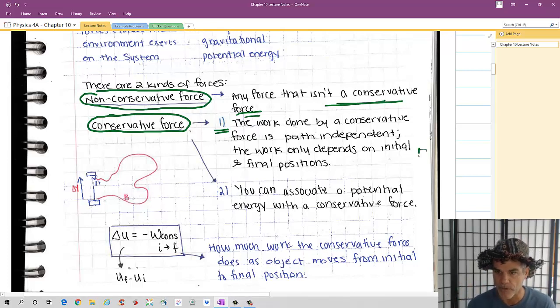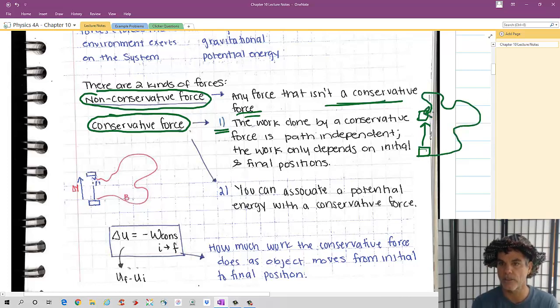So for example, for gravity, if I have an object here and I just lift it up a certain height, gravity will do a certain amount of work, and it doesn't matter if I lift that object straight up or if I move the object in some kind of weird path. As long as it starts and stops at the same position, the work done by a conservative force will be the same.